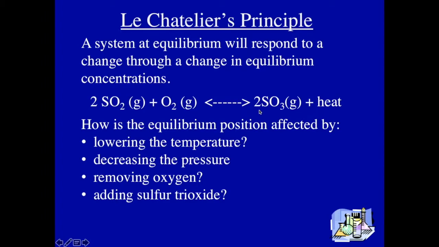It should be fairly self-explanatory. If I remove my sulfur trioxide, well, then more sulfur dioxide and oxygen are going to react to form more sulfur trioxide. If I remove heat, the same exact thing happens. This is a product. If I lower the temperature of my equilibrium mixture, I'm going to end up pushing this to the right. I'm going to make more sulfur trioxide if I lower the temperature, removing a product, which is heat.